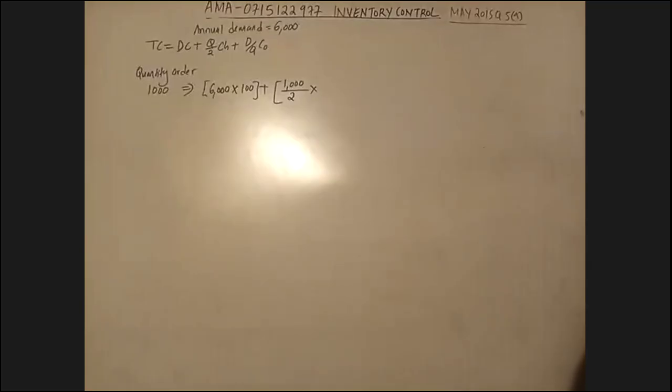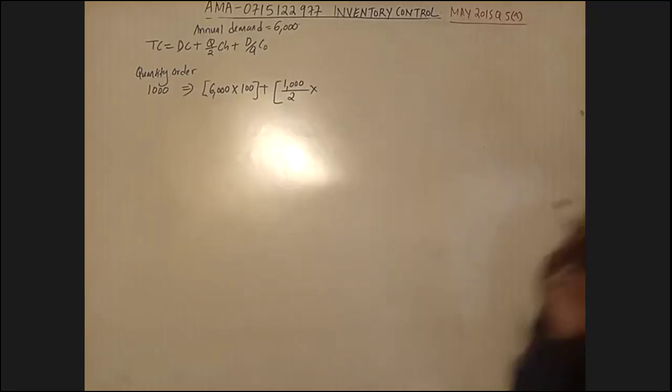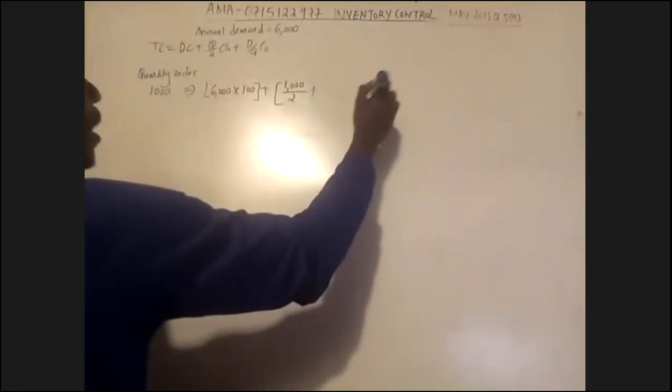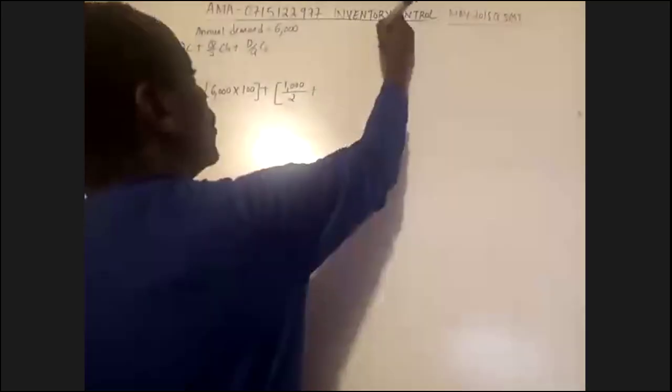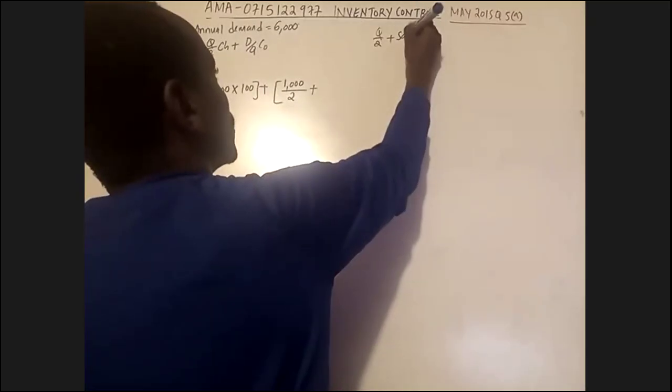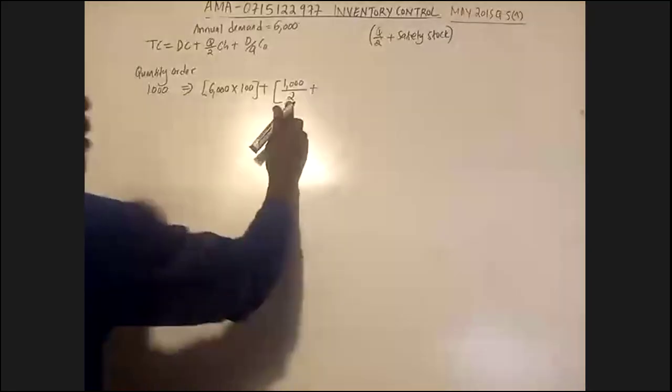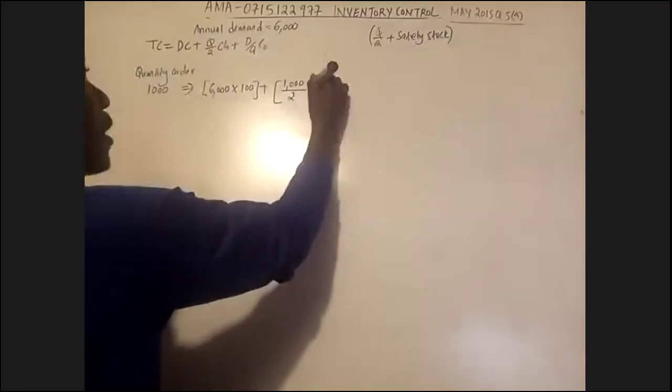Now let's go and read the information. We want to get what? We want to get the holding cost. Now remember we have a safety stock of how much? 250. Before you do anything, make sure you add. So wakati kuna safety stock unachukua Q over 2 plus safety stock. So in this case, tunachukua 1,000 divided by 2 plus our safety stock.